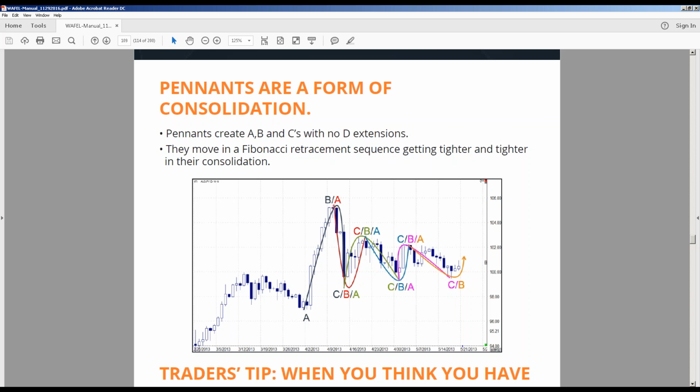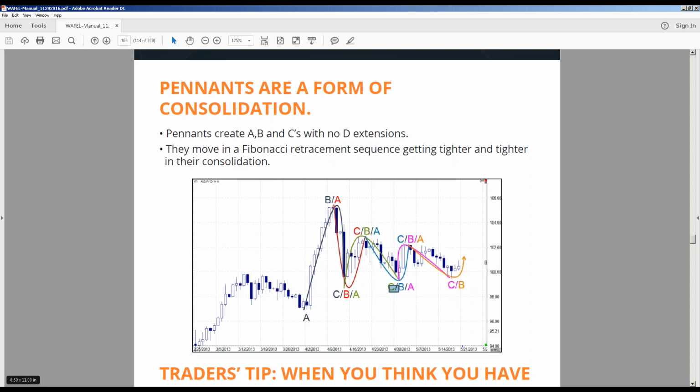Pennants are a form of consolidation. Pennants create A, B, and C's with no D extensions. They move in a Fibonacci retracement sequence, getting tighter and tighter in their consolidation. So there we have an A, B, C, but no D. The market doesn't move to the D extension, and slowly but surely, it moves tighter and tighter. This resistance moves closer to the support.